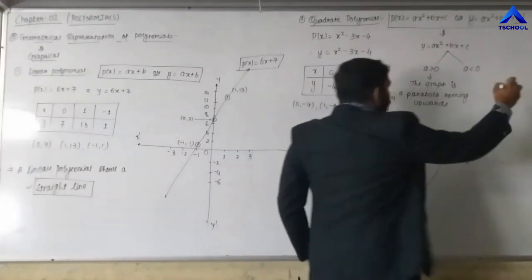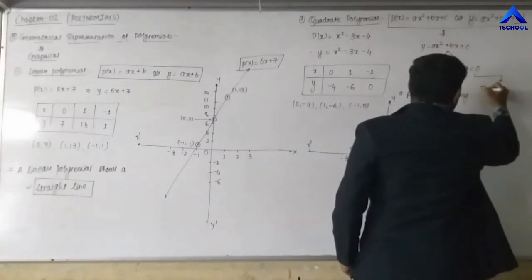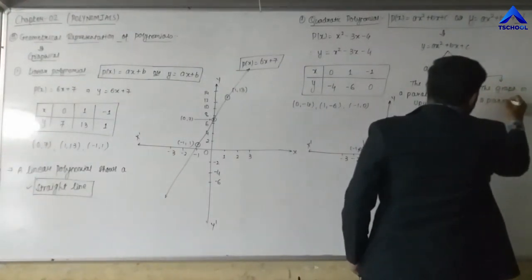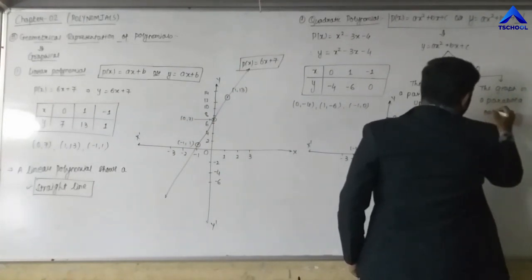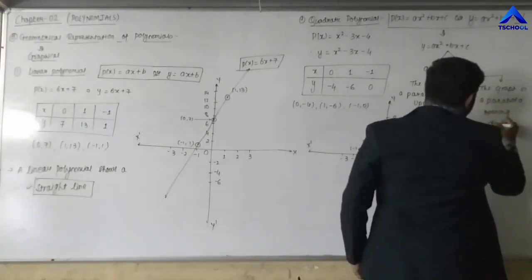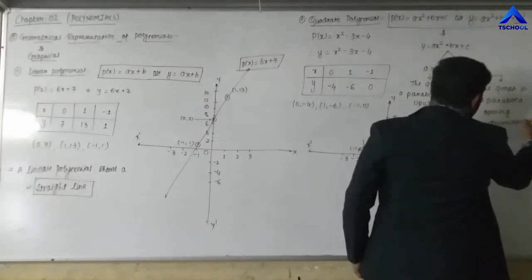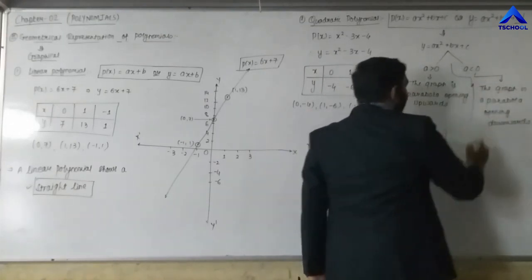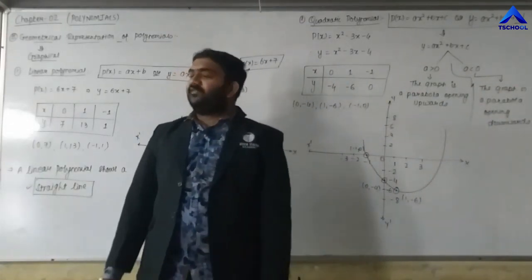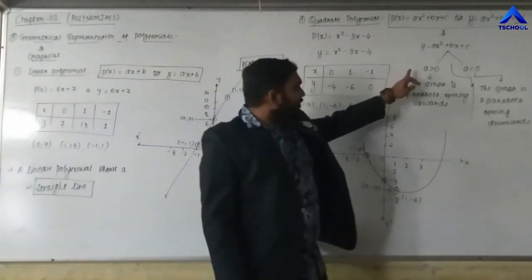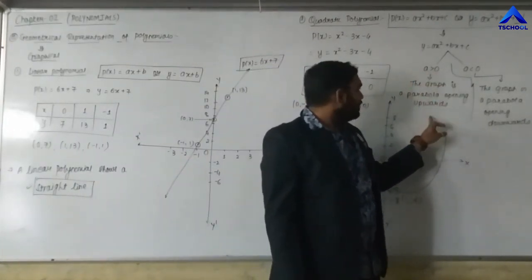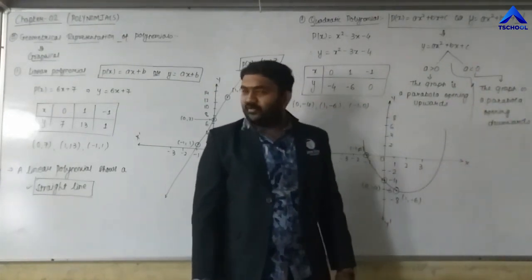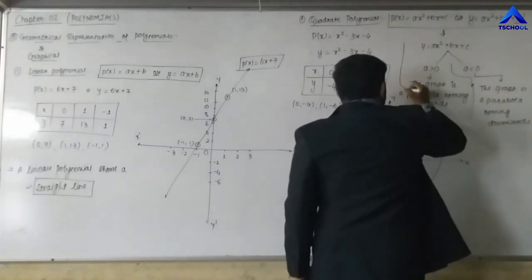And if it is less than 0, then the graph is a parabola opening downwards, right? This is what these both bifurcations mean. Bifurcations, that means based on the coefficient of x square, right? That means if the coefficient of x square is greater than 0, then that would be a parabola opening upwards, and if it is less than 0, then that would be the parabola opening downwards. This was the question.